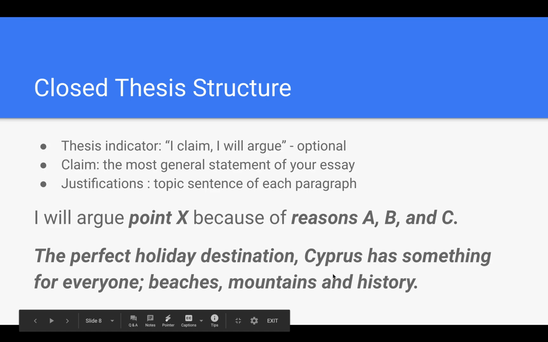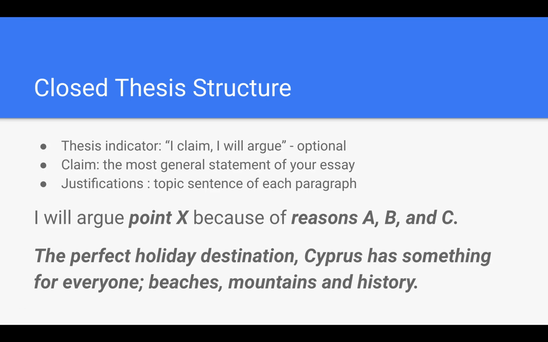Okay, so a closed thesis statement. It has a very specific structure. You're going to say something like I claim or I argue. You may or may not use that. That's optional. But those are indicator words that, hey, reader, this is my thesis. You're going to make a general claim. It's going to be the most general statement of what your essay is arguing.